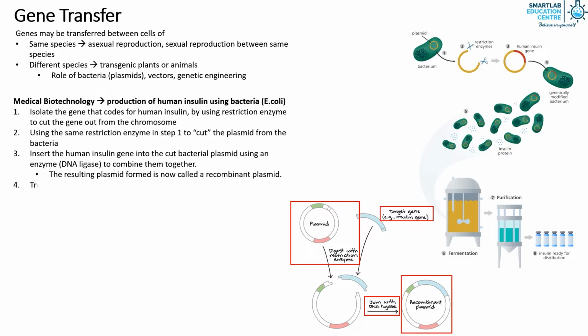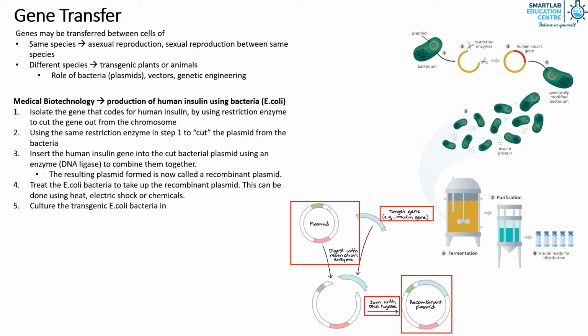Now, this recombinant plasmid has to be placed back into the bacteria, and this is done by subjecting the bacteria to heat, electric shock, or chemicals. Once the bacteria takes up the recombinant plasmid, it is cultured in a fermenter under suitable conditions. This is to mass produce the human insulin. Once done, the human insulin is isolated from the fermenter through a purification process and insulin is thus manufactured.